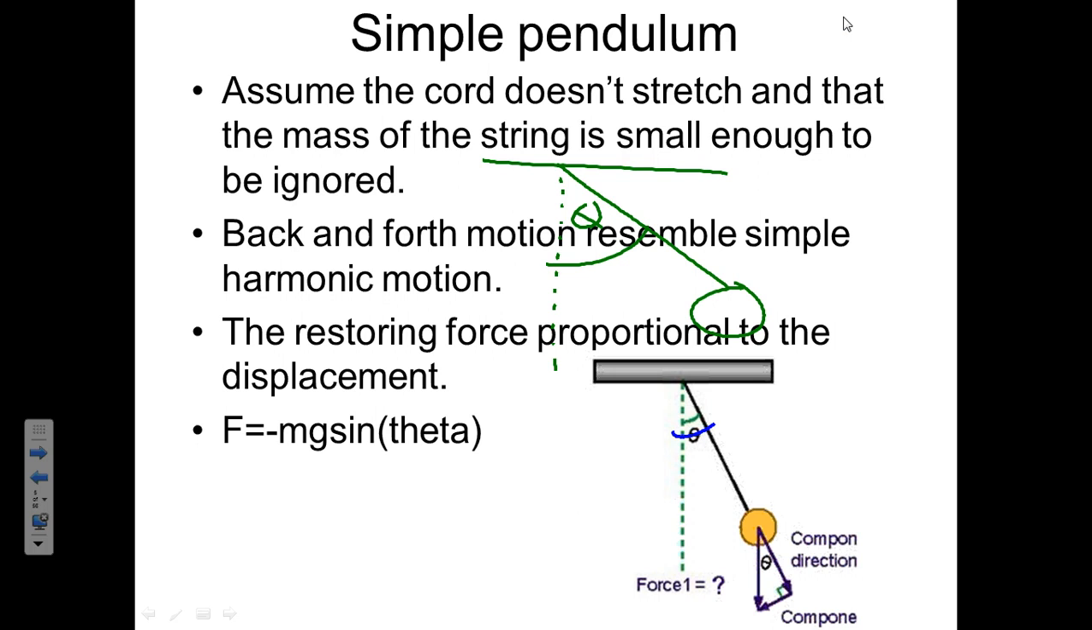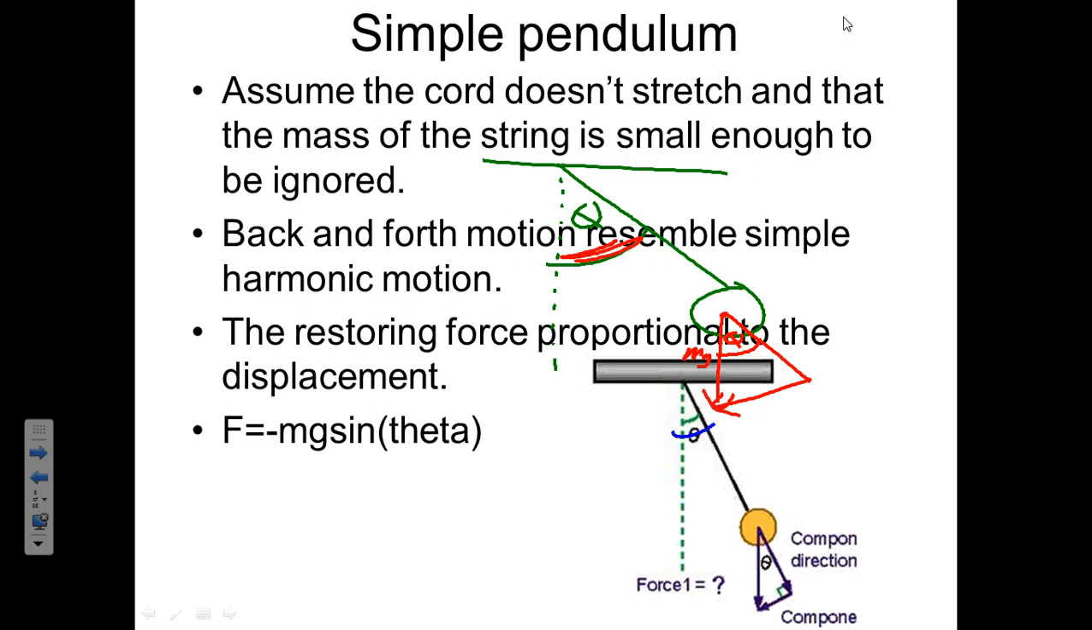If I went to this mass and I drew a line straight down, what would that line represent? The weight, mg. But what I want to do here is break this weight into two components, one acting straight along the string, and one acting back toward what? Equilibrium. This angle is going to be the same as this angle. So this is theta.